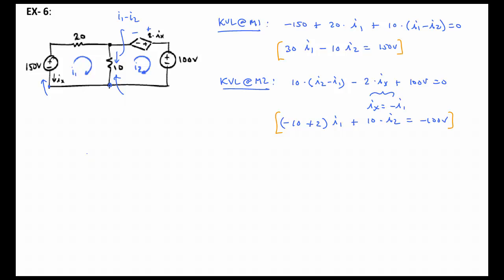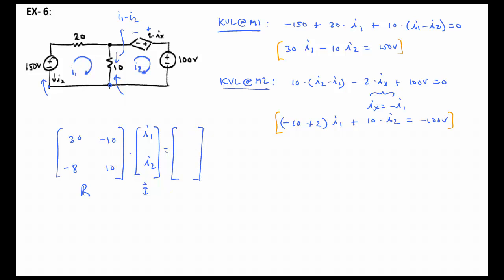We can put this in matrix form. So we'll have 30 and minus 10, minus 8 and 10. These are all resistances, times I1 and I2, the vector, and that will be equal to a source vector. That will be 150 volts and minus 100 volts.